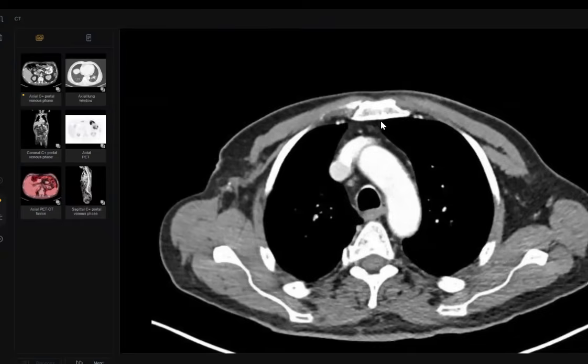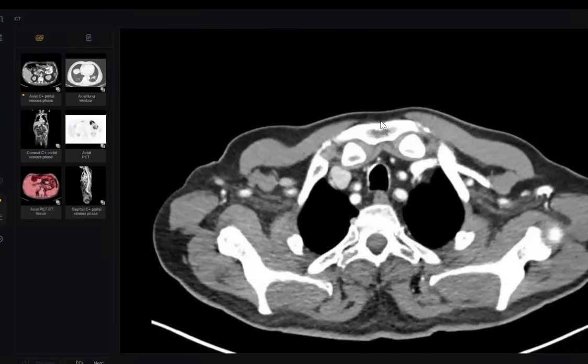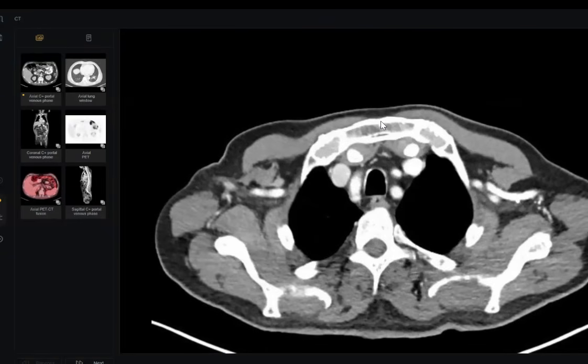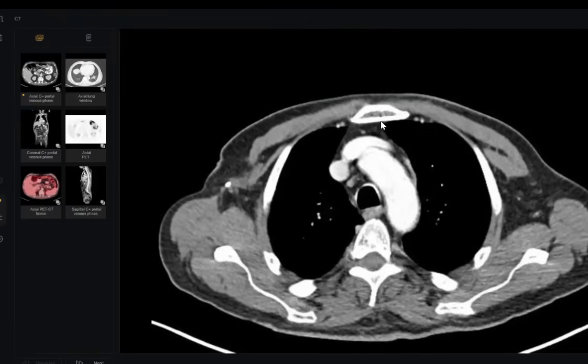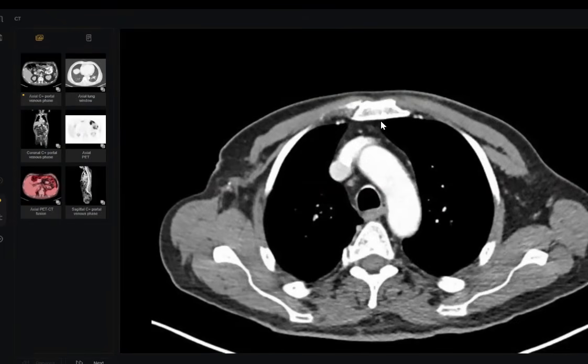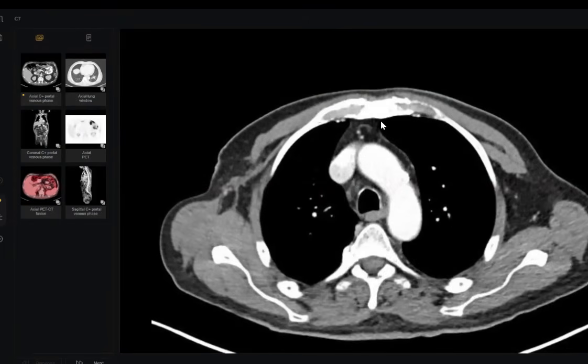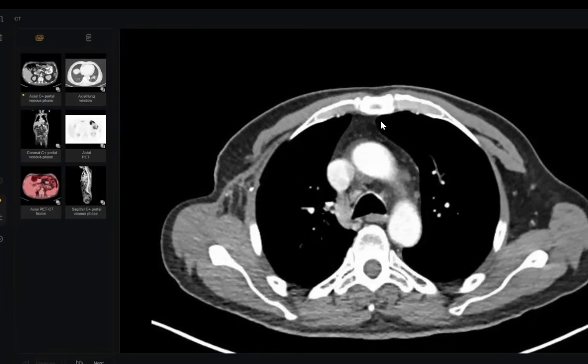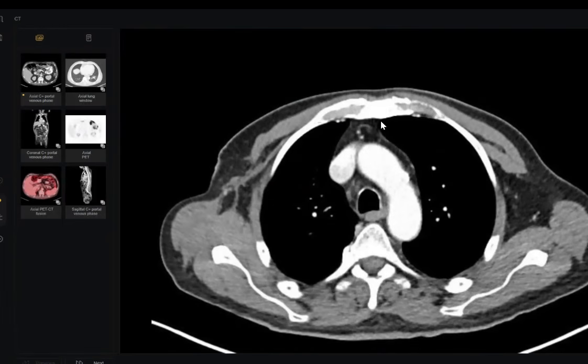Okay. Look here. Could you find anything in this slice? So in this slice, could you find anything?